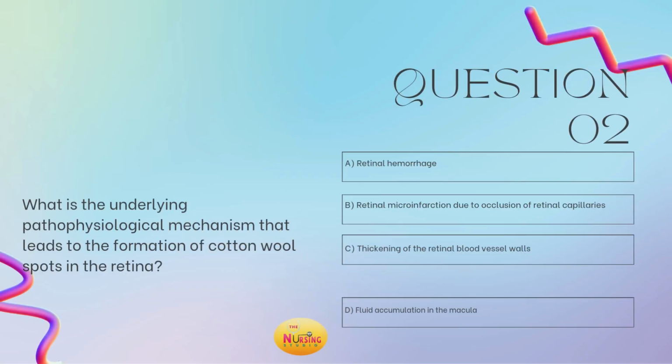Question number two: what is the underlying pathophysiological mechanism that leads to the formation of cotton wool spots in the retina? Is it A, retinal hemorrhage? Is it B, retinal microinfarction due to occlusion of retinal capillaries? Is it C, thickening of the retinal blood vessel walls? Or is it D, fluid accumulation in the macula? Take a moment and tell me what you got.